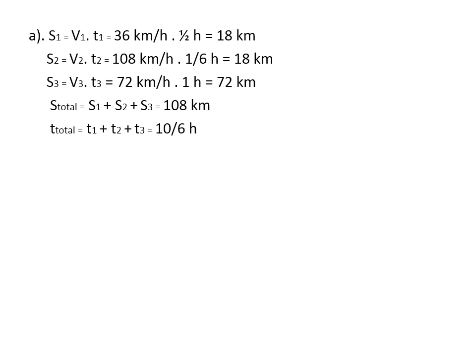After we have determined s total and t total, we can determine the average speed. Average speed equals s total per t total equals 108 km per 10/6 hour equals 64.8 km per hour. For question B, graph the average velocity. The graph is velocity toward time.